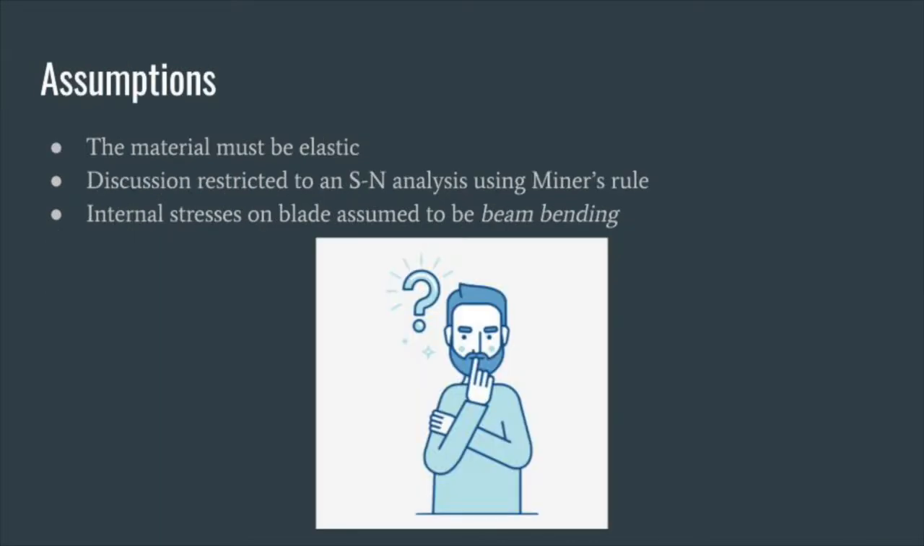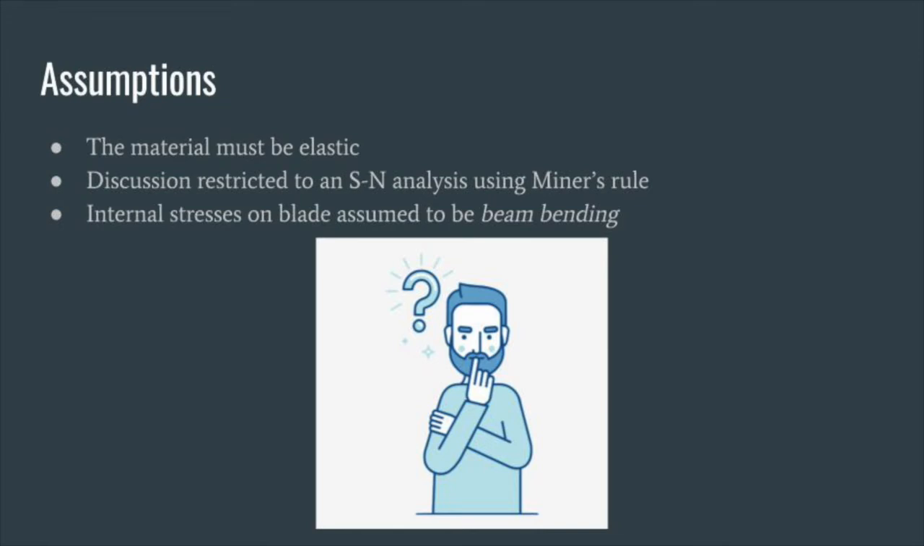Due to the complexity of the varying stresses, the author introduces some assumptions that will be made when calculating the fatigue life of a wind turbine. First, the material response must be nominally elastic, due to the wind turbines experiencing a large number of cycles. The discussion will also be restricted to an SN analysis using Miner's rule, and the internal stresses on the turbine blade are assumed to be beam bending with local stress concentrations at bolt holes and other non-uniformities.